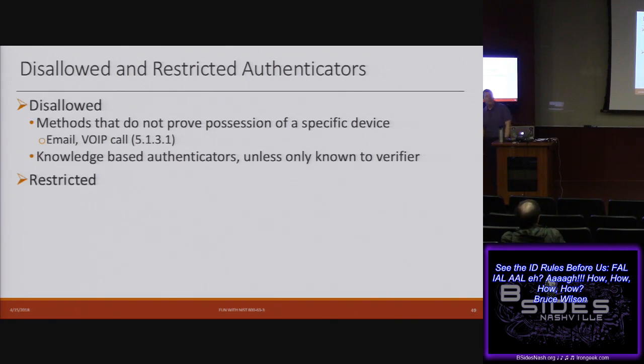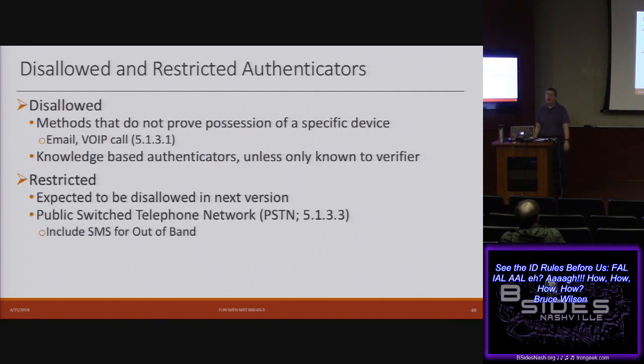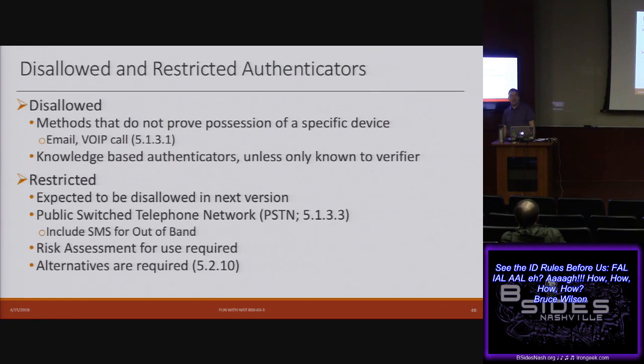They moved to add in this concept of a restricted authenticator that people should assume will be disallowed in the next version. The common example is anything over the public switch telephone network. That SMS loop is a restricted authenticator. It's actually something that they're saying you should really move away from. Now, again, doing an SMS loop is better than a password by itself, but you have to do this risk assessment here. And some level of alternatives are supposed to be required.